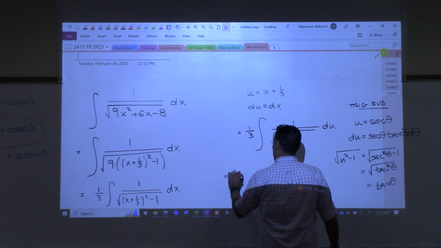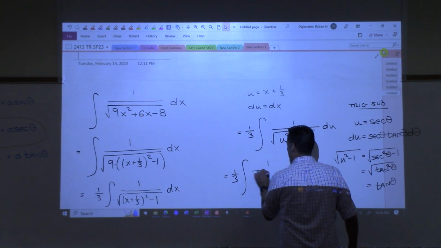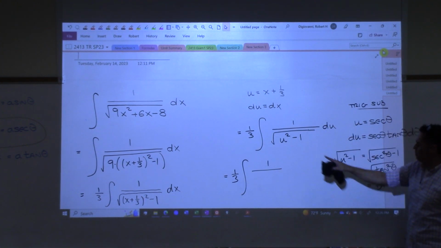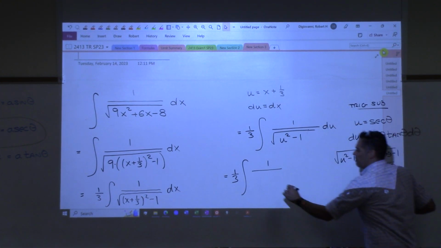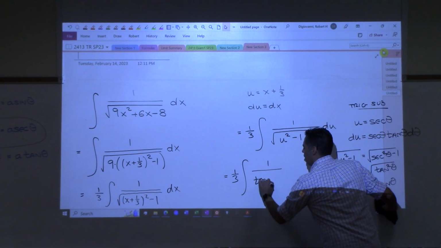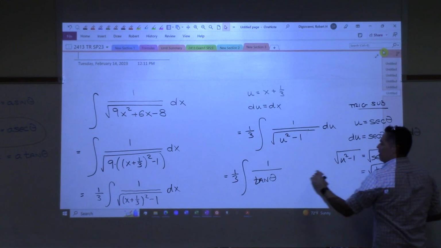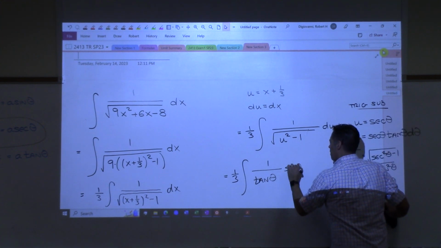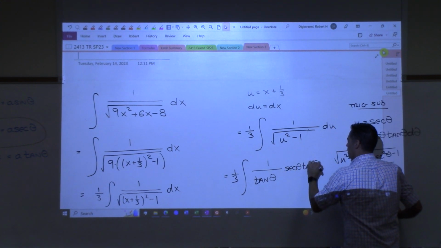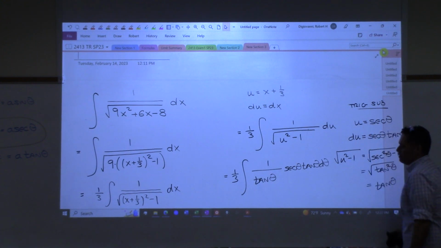There we go. Rewrite the integral: 1/3 integral of 1 over, the square root thing we just said turns into tan theta on the bottom. And do not forget the du. The du is secant theta tangent theta d theta. Make it fun.